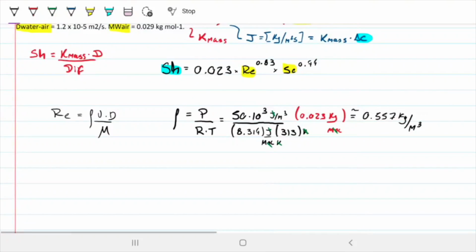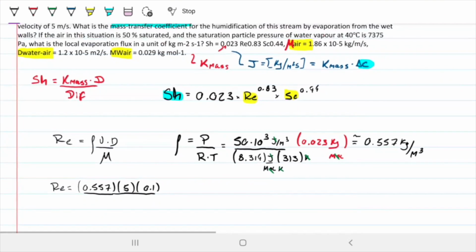With that we can calculate Reynolds. Reynolds will be 0.557 multiplied by 5 meters per second, multiplied by the diameter, 100 millimeters, which is 0.1 meters, divided by mu, the dynamic viscosity, given as 1.86 times 10 to the minus 5. Reynolds is 14,978 point something, but let's just leave it like that.